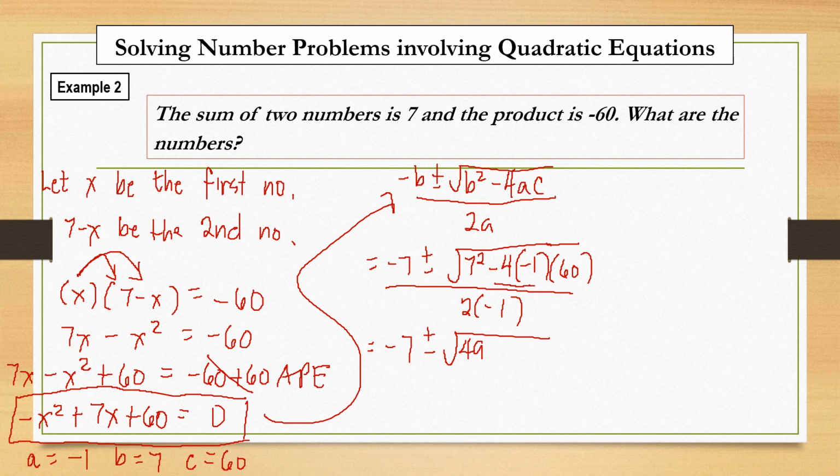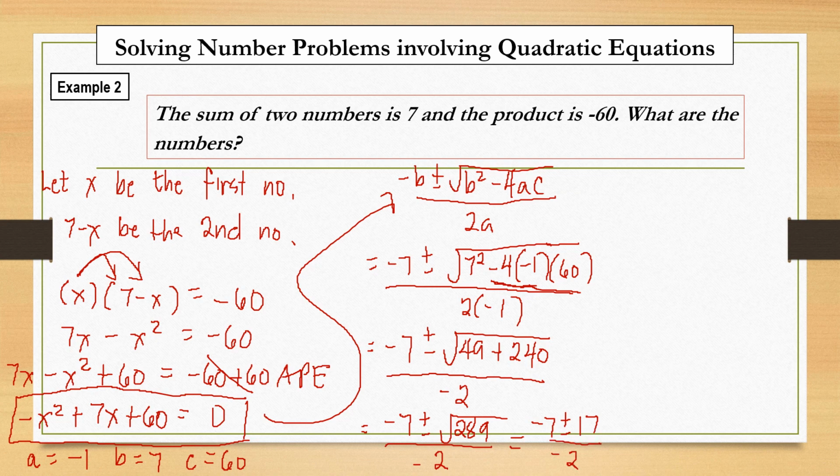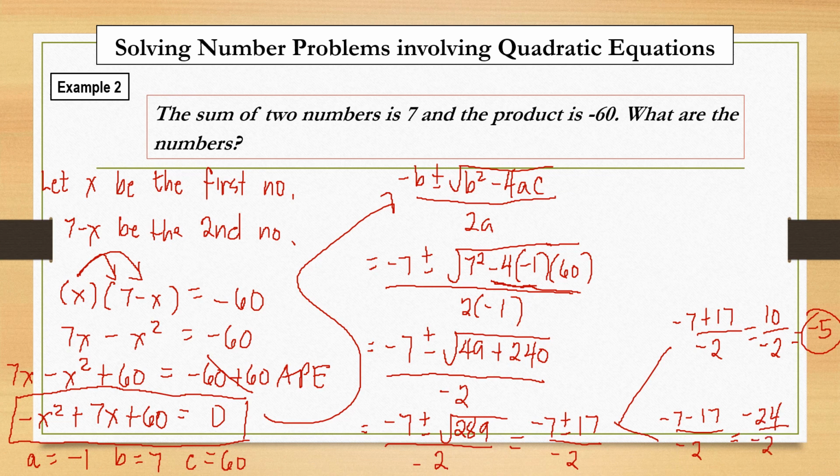Negative 7 plus minus the square root of 49. Negative 4 times negative 1 is positive 4 times 60, that is positive 240 all over negative 2. We now have negative 7 plus minus the square root of 289 all over negative 2. Negative 7 plus minus the square root of 289 is 17 all over negative 2. So first we have negative 7 plus 17 over negative 2, and then negative 7 minus 17 all over negative 2. This is now equal to 10 over negative 2, that is negative 5. And this is negative 24 over negative 2, that is positive 12. So x sub 1 is negative 5, x sub 2 is positive 12.